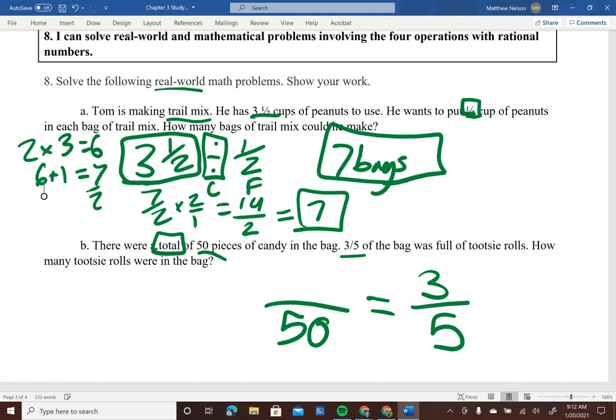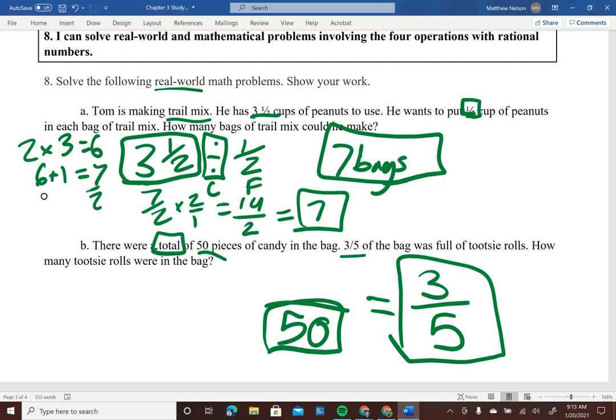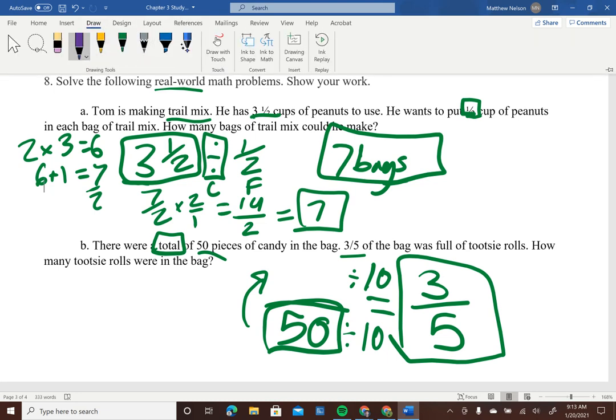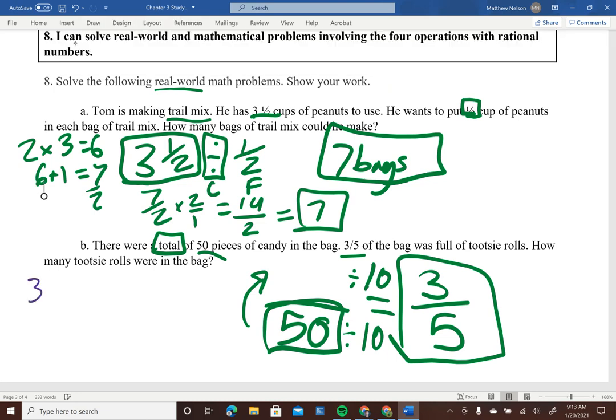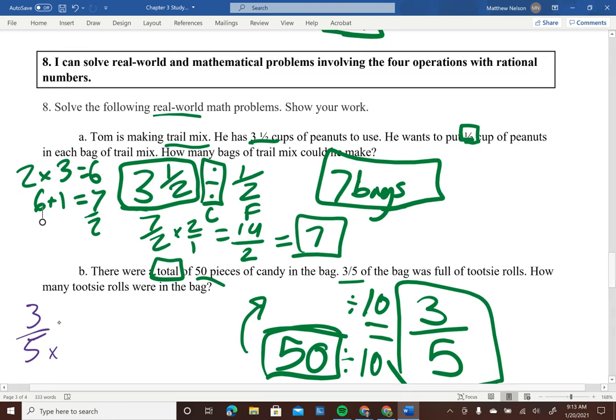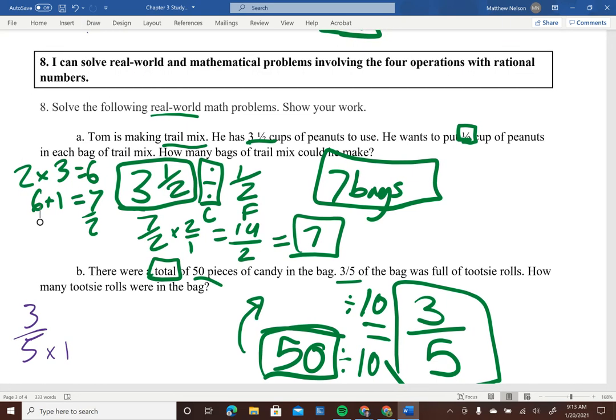So these are equivalent, all right, because it's saying 3/5 of the bag is full of Tootsie Rolls. If there were 50, how many would that be? How many would be Tootsie Rolls? And so here I'm going to say, how many do I have to divide by to get to 5? Well, I'd have to divide by 10 to get to 5. So that means I'm also going to have to divide by 10 up here. And another way that I could write this would be 3/5 multiplied by 10 on both the top and the bottom.